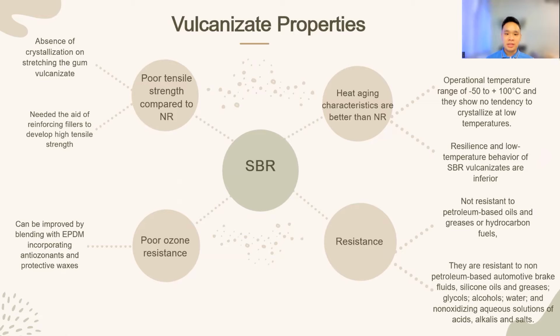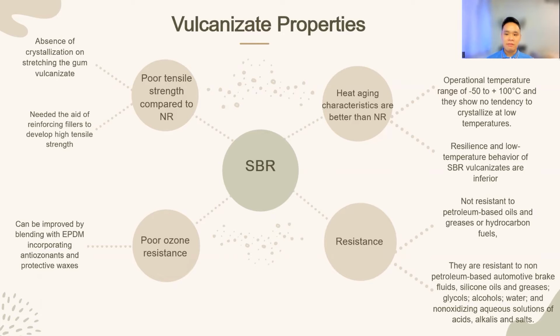There are a few properties of the produced SBR. The first property is lower tensile strength compared to natural rubber. This is because of the absence of crystallization on stretching of the gum vulcanizate, but it can be improved by adding reinforcing fillers. The second property is that heat and aging characteristics are better than natural rubber. The operational temperature range is -50 to +100 degrees Celsius, and they show no tendency to crystallize at low temperatures.